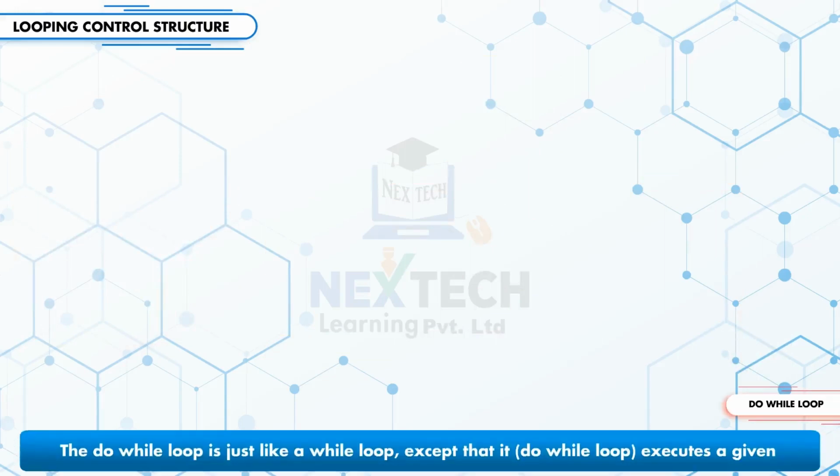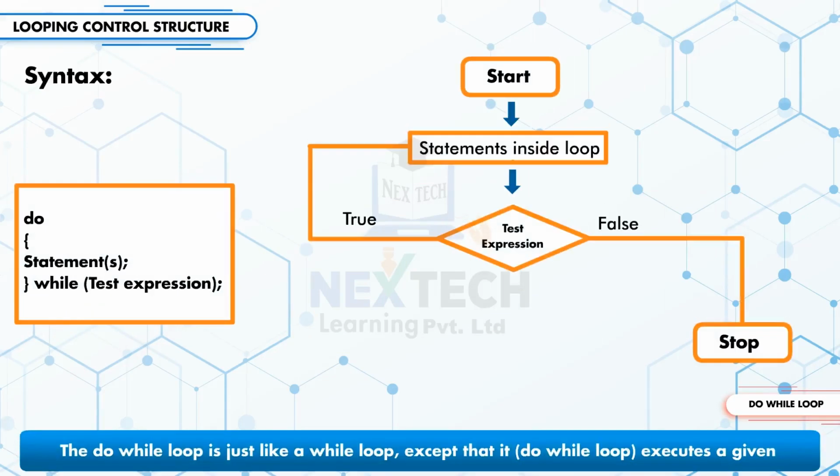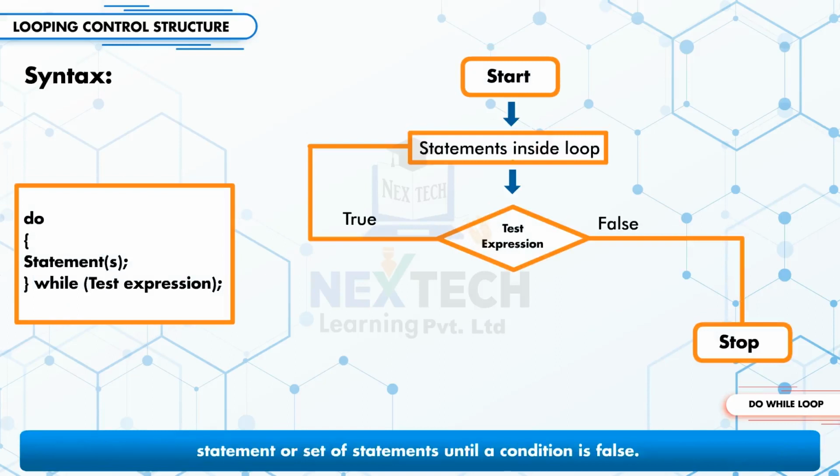Do while loop. The do while loop is just like a while loop, except that it executes a given statement or set of statements until a condition is false. The main difference between these two types of loops is that while loop tests the condition before looping, whereas do while loop runs the statements specified inside the body of the loop at least once before testing the condition.